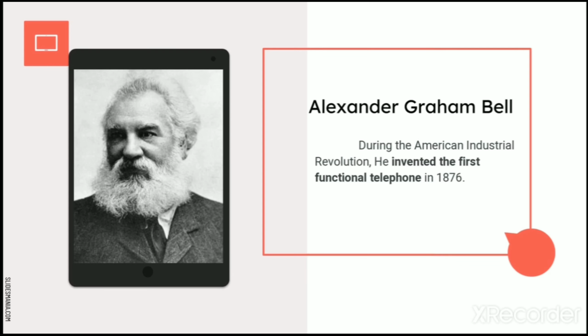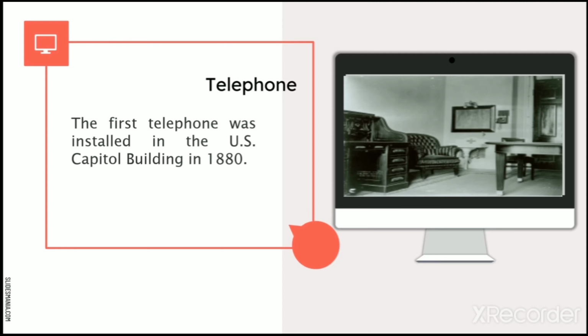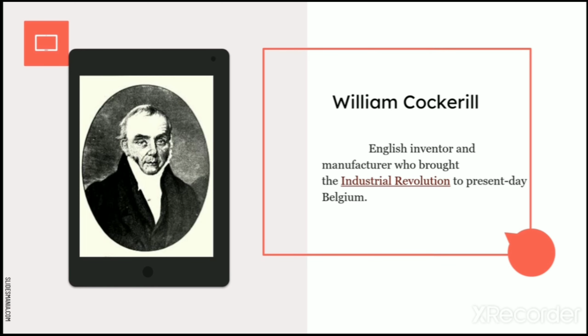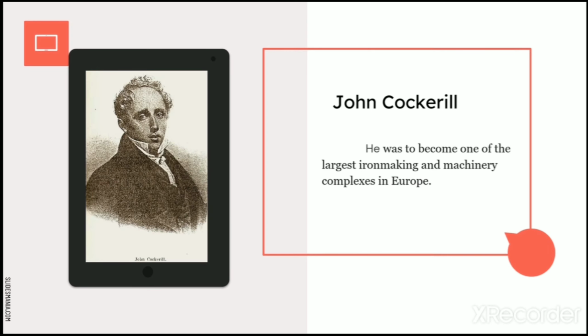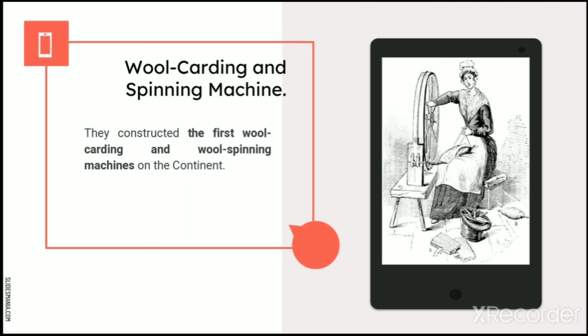In the Industrial Revolution, we have Alexander Graham Bell. During the American Industrial Revolution, he invented the first functional telephone in 1876. The first telephone was installed in the U.S. Capitol building in 1880. William Cockerill was an English inventor and manufacturer who brought the Industrial Revolution to present-day Belgium. John Cockerill was to become one of the largest iron-making and machinery complexes in Europe. Wool carding and spinning machine. They constructed the first wool carding and wool spinning machine on the continent.